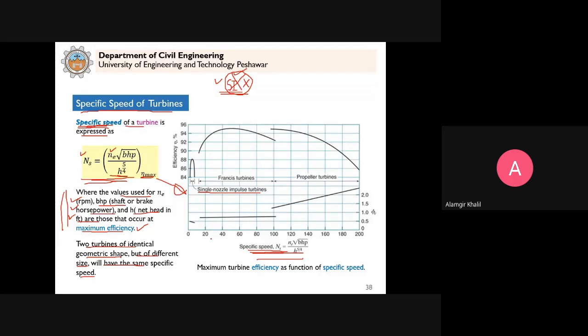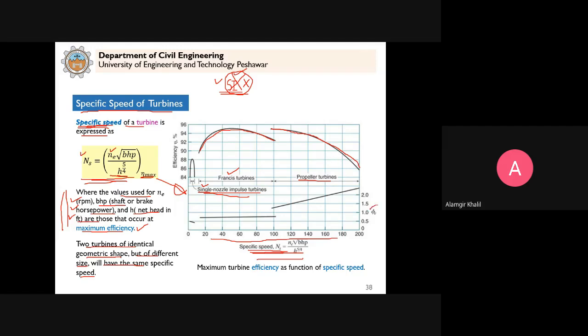So you can see that the specific speed defines the type of the turbine. Whether we have a single nozzle impulse turbine, whether we have a Francis turbine, this is the curve, Francis turbine. Or we have a propeller turbine, the specific speed is more. This is the curve for the propeller turbines, clear?